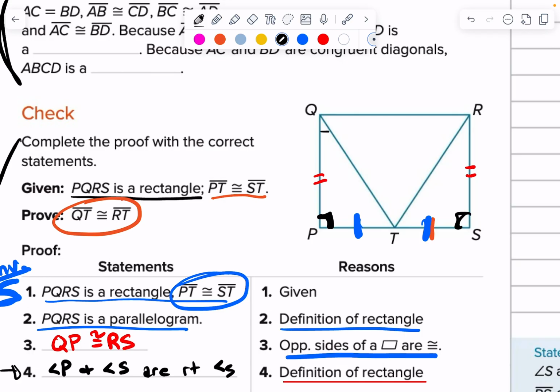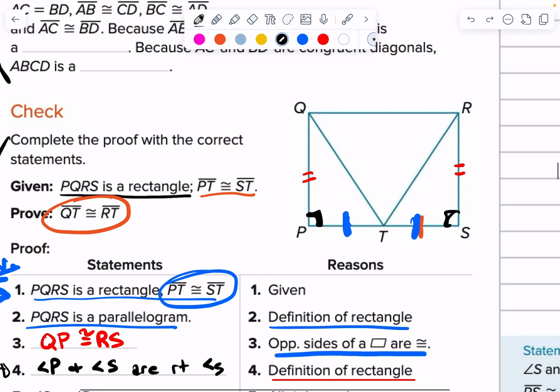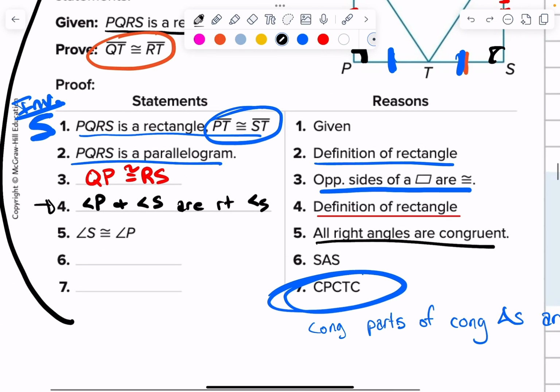Now, Q and R are also right angles, but we don't need those because they are not inside of my triangle, right? So particularly we're looking at P and S. Okay, now we can say, oh, I didn't fix my inventory. I should have a side here, right?